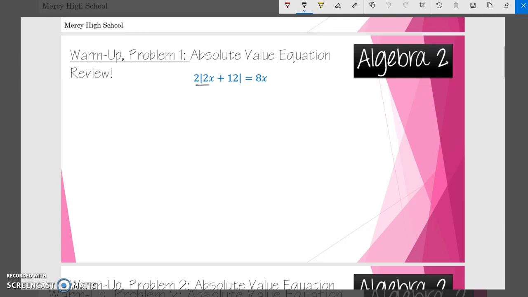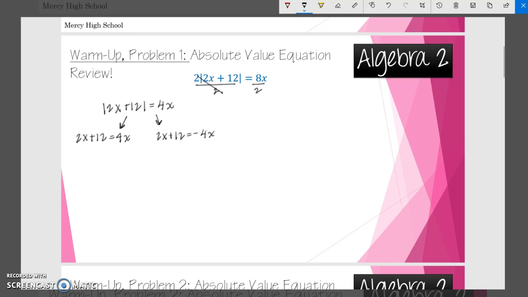To get started here, I'm not able to distribute that 2 inside of the absolute value. So instead I need to divide both sides by 2. That's going to give me the absolute value of 2x plus 12 being equal to 4x. Then to solve any absolute value equation, I'm going to break it up into 2 different parts. So I'll be left with 2x plus 12 is equal to positive 4x, and 2x plus 12 is equal to negative 4x. So I have those 2 equations to solve.